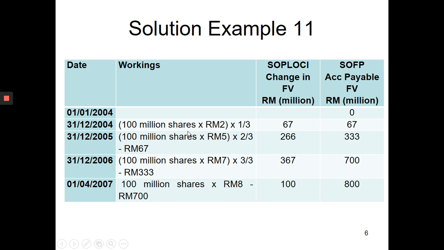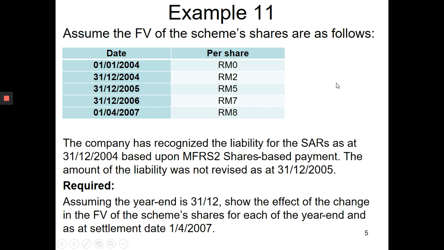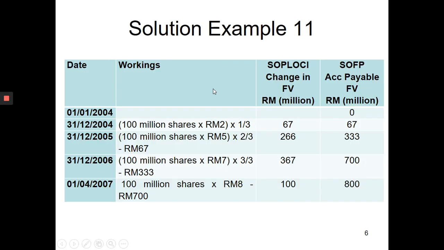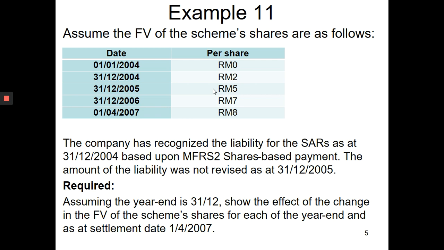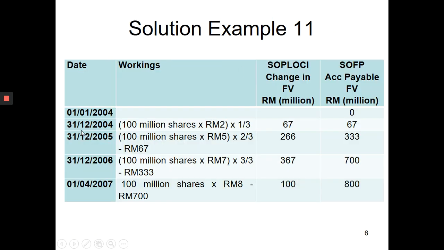So 100 million shares times 2 at the end of 2004, dia punya share price is RM2. Bukan share price, share appreciation, maksudnya peningkatan harga saham dia. Bukan sebab tu dia kosong, bukan maksudnya harga saham dia kosong. Okay, because we are talking about share appreciation. Okay, so 31st December 2012, so 100 million times 2 times 1/3, again, vesting period there, 3 years. That's why we need a vesting period. So you get 67 million ringgit here.